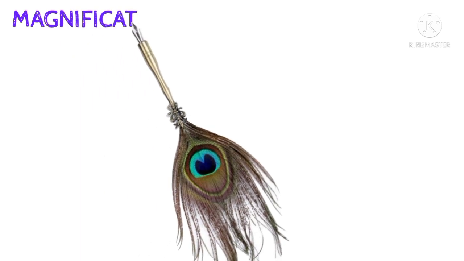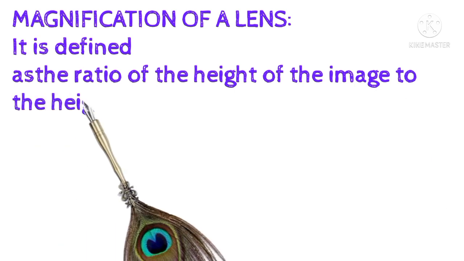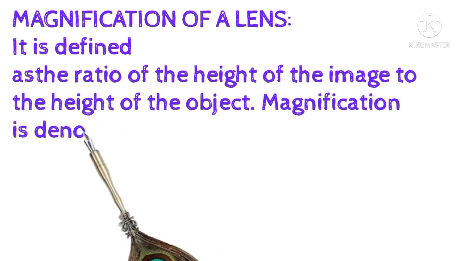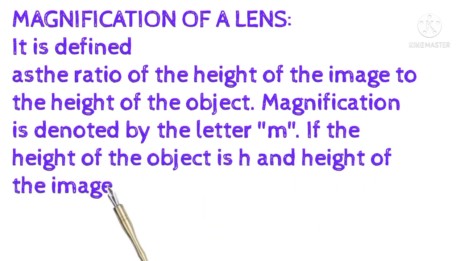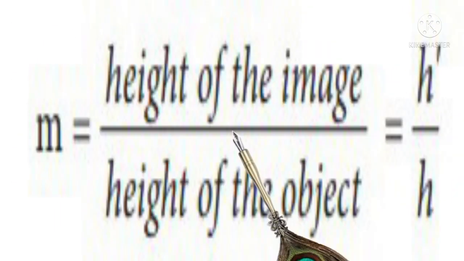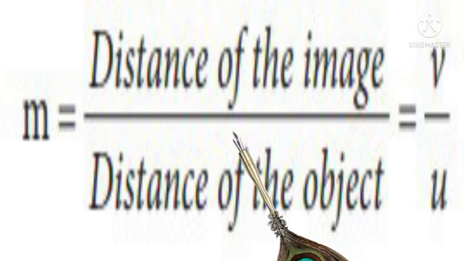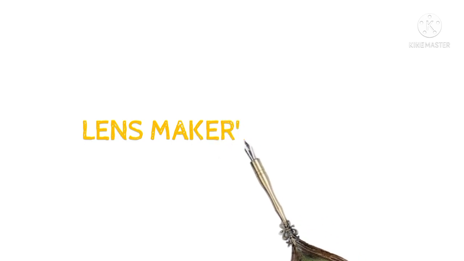The next topic is magnification of a lens. It is defined as the ratio of the height of the image to the height of the object. Magnification is denoted by the letter m. If the height of the object is h and height of the image is h dash, then the equation is m is equal to height of the image by height of the object, that is equal to h dash by h. It is also related to distance of the object and image, so it is expressed as m is equal to v by u.